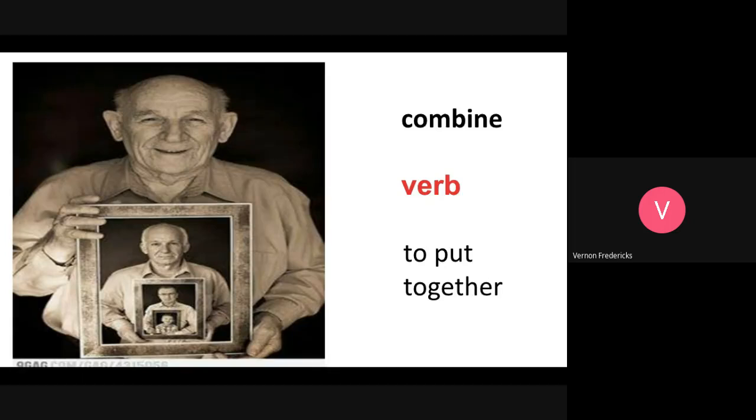I can combine chicken and rice. And what will I get? I will get kapsa. Okay, so combine means to put something together.